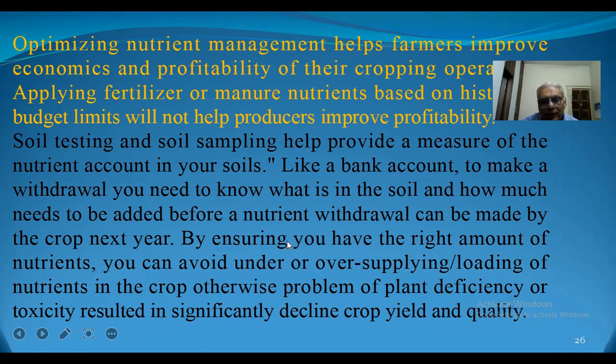crop next year. By ensuring you have the right amount of nutrients, you can avoid under- or oversupplying nutrients to the crop. Otherwise, problems of plant deficiency or toxicity result in significantly declined crop yield and quality. You know that when we go to withdraw money from the bank, we know the balance. Suppose there is no balance in the bank, then we cannot withdraw the amount from the bank. Similarly, how can we know the nutrients present in the soil?